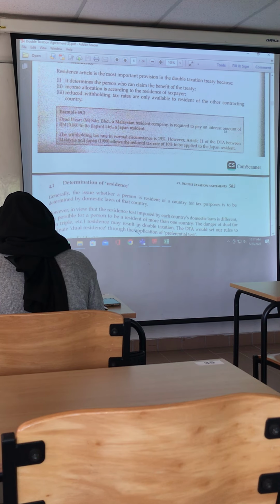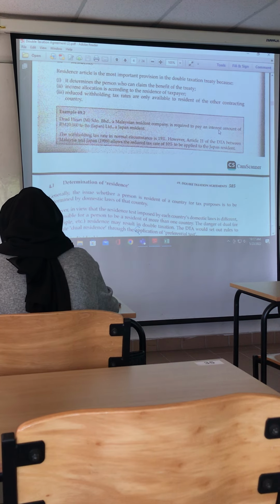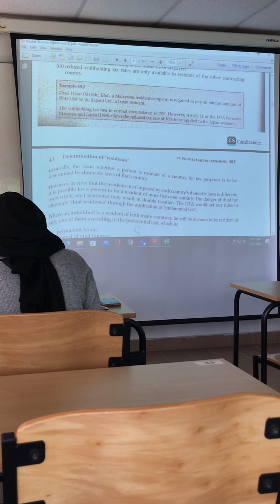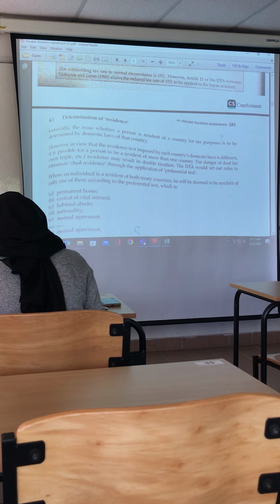The withholding tax rate in normal circumstances is 15%. However, Article 11 of DTA between Malaysia and Japan allows a reduced rate of 10% and therefore will be applied to the Japan resident. So because you have the double tax agreement, you don't apply the 15% rate lah. You only withhold 10%. So it's good to the resident lah, because the non-resident person will receive more because of the double tax agreement. But not good to Malaysia lah, because Malaysia can only collect 10% instead of 15%.